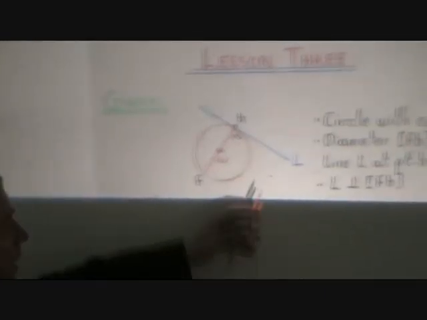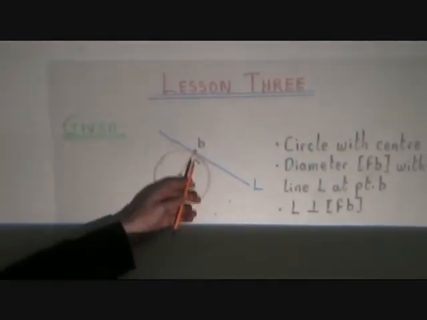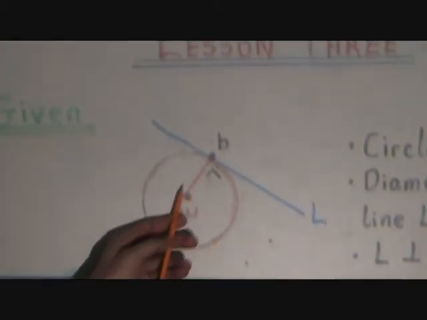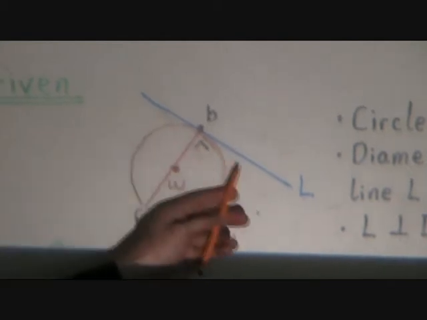Okay? Now that's crucial, lads, when we're evaluating and we're looking at tangents. Number 1, it's a straight line. Number 2, it's only got one point of contact. And number 3, the diameter of the circle is perpendicular to the tangent at the point of contact.